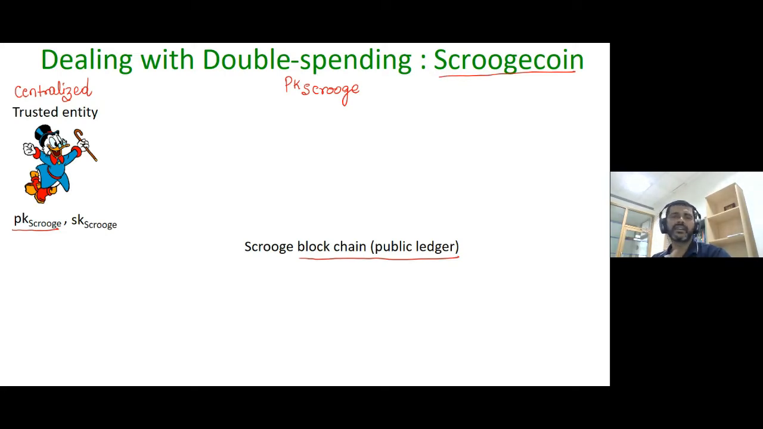And only when a transaction gets included in the blockchain maintained by Scrooge, that transaction will be considered a legitimate transaction. If that transaction is not included in the blockchain maintained by Scrooge, we will say that it is an invalid transaction. So now you can see why the role of Scrooge is getting bigger, because he has to maintain a blockchain and clear each and every transaction happening in the system, which was not the case in the previous currency, namely Goofy coin.